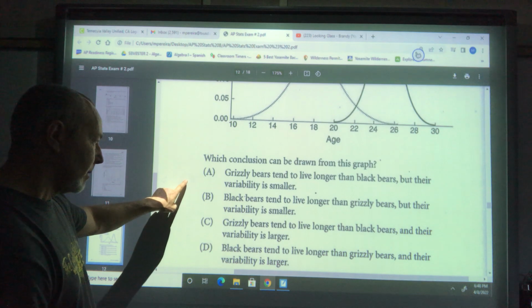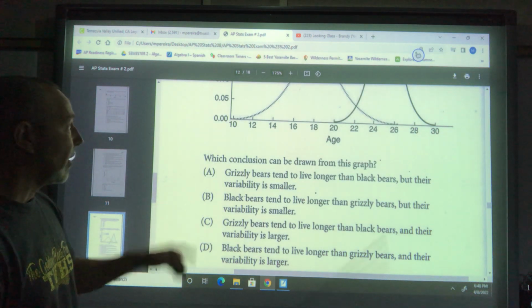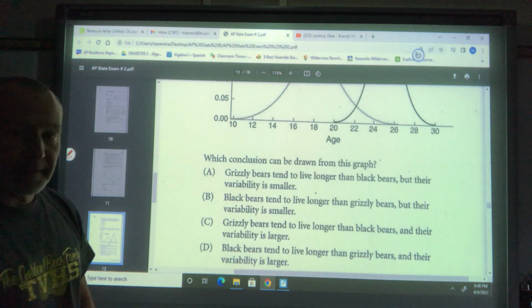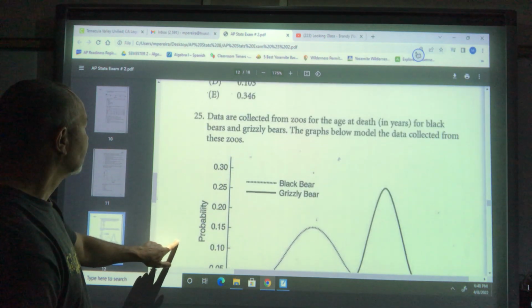And finally, the last one here, black bears tend to live longer. That's false again. Black bear's average death is here while grizzly's over there. So choice A is my correct one there. All right, that is it for 25.